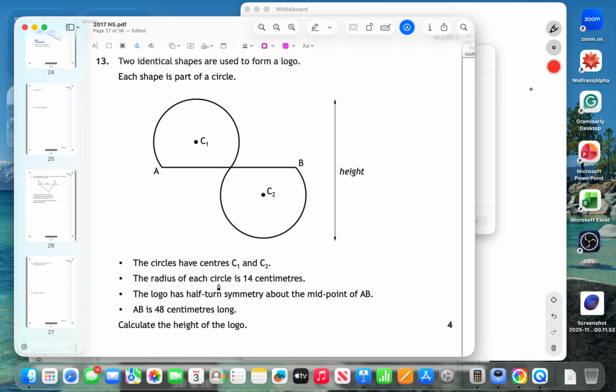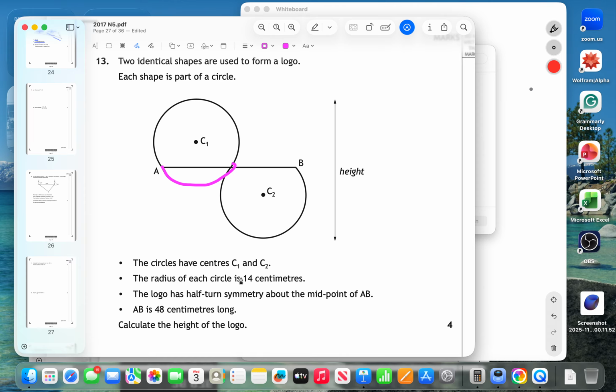This is the 2017 National 5 Maths Paper 2 question 13. We've got two identical shapes used to form a logo, and each shape is part of a circle. The full circle would be this, and we have a chord. The circles have centre C1 and C2. The radius of each is 14 centimetres.